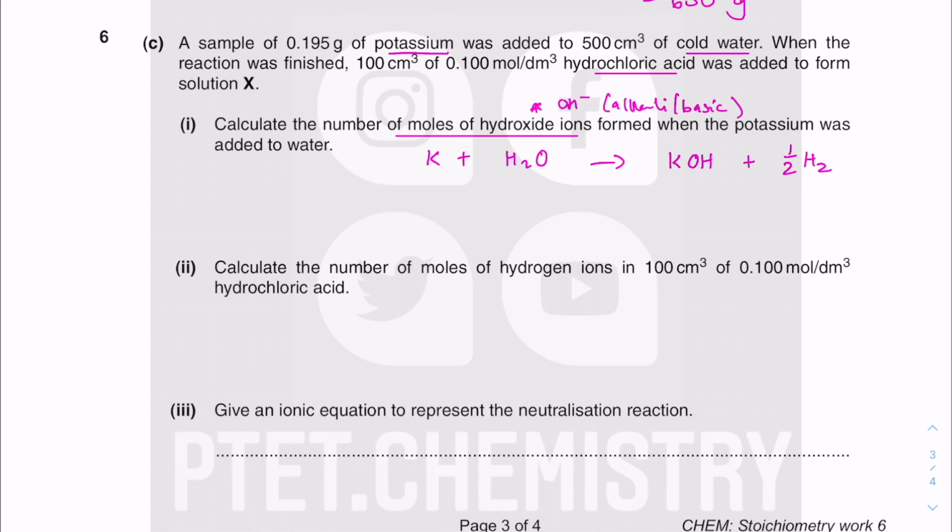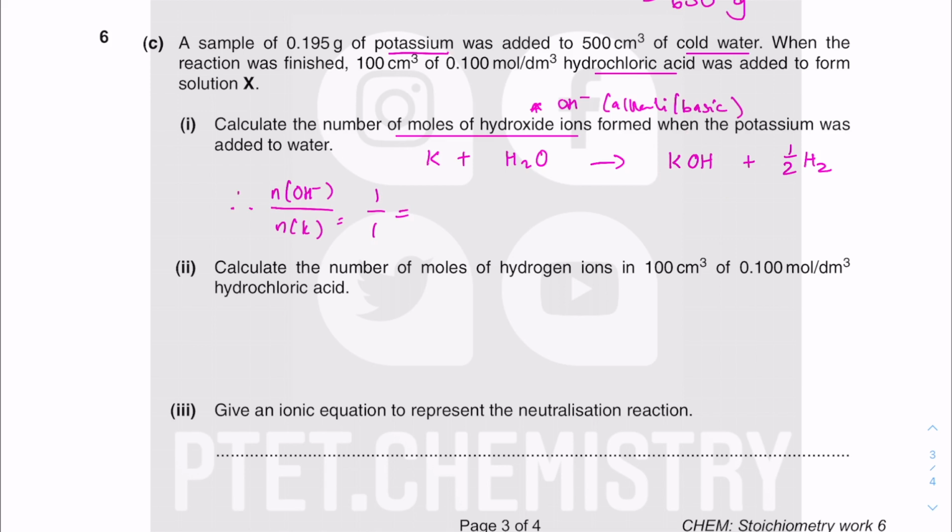So the OH minus comes from KOH. 1 KOH gives you 1 OH minus. 1 K gives you 1 KOH, which gives you 1 OH minus. Therefore, the mole of OH minus over the mole of K is equal to 1 over 1. 1 OH minus comes from 1 KOH, and 1 KOH comes from 1 K, in terms of the balancing equation.